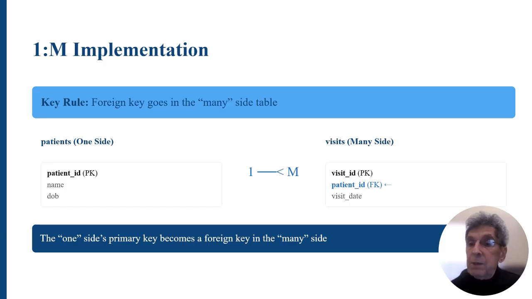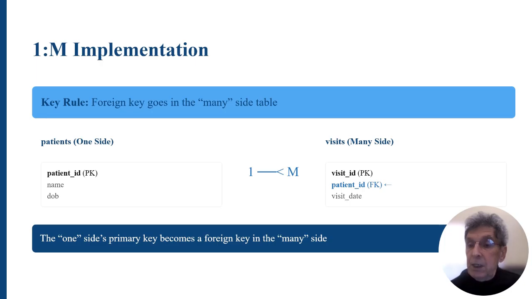So how do you implement one-to-many relationships? Well, this is actually fairly straightforward. The foreign key goes on the many side of the table. Think about it logically. If one patient has many visits, where do you put the patient reference? Not in the patient's table. You'd need multiple columns for multiple visits. You don't need to know how many visits a patient will have. Instead, the visits table has a patient ID column, and each visit row says, I belong to patient 1001. Since a visit belongs to exactly one patient, we only need one patient ID per visit row.